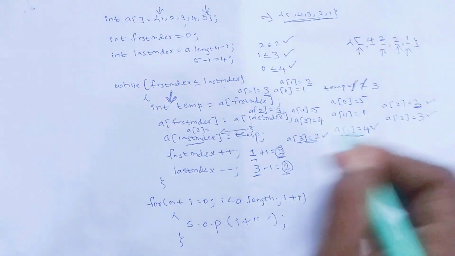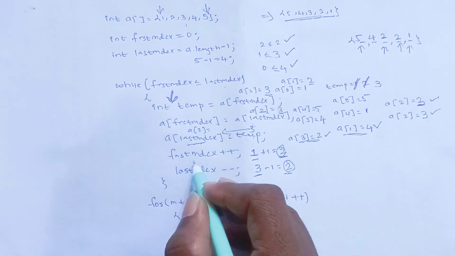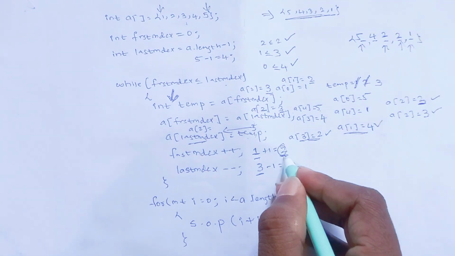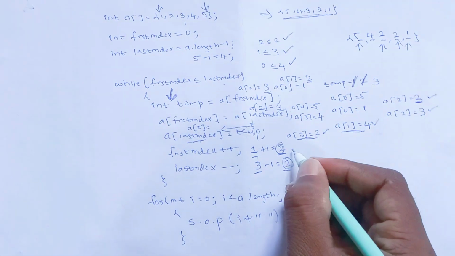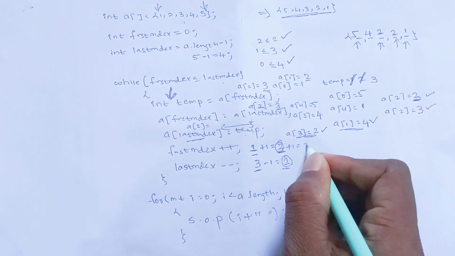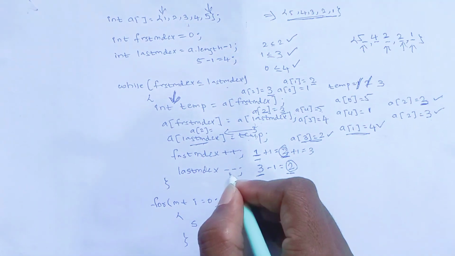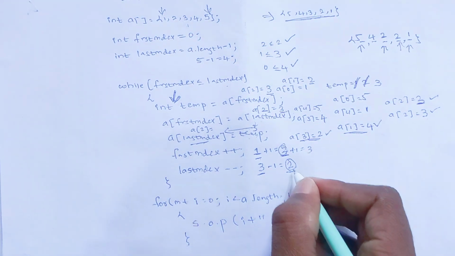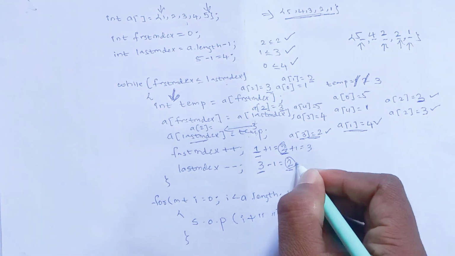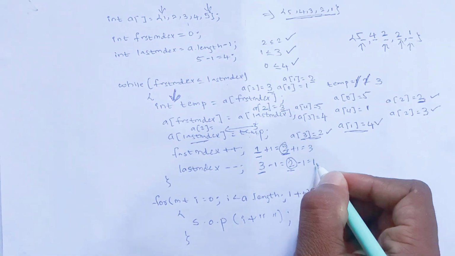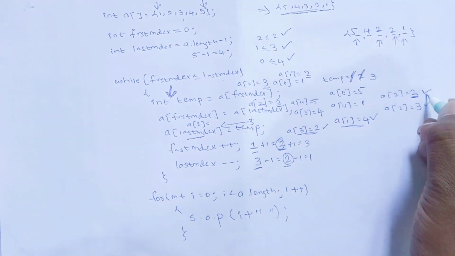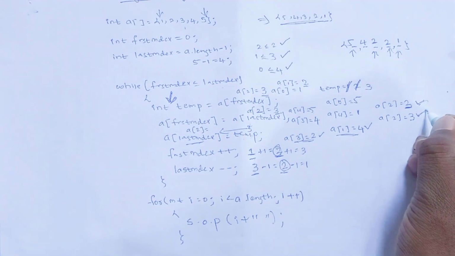Okay, then first index plus plus. So first index previous value is 2, now it gets incremented by 1, so that is 2 plus 1 equals 3. Then last index minus minus, so last index previous value is 2, now it gets decremented by 1, that is 2 minus 1 which equals 1. Okay, so after getting these two outputs, what happens?